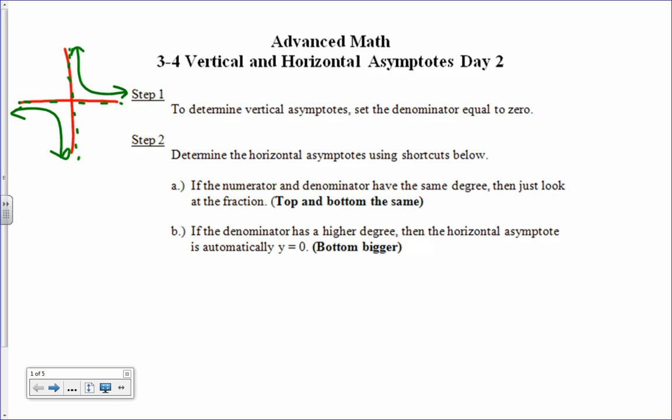So one of the steps that I like to do, and one thing you should probably write somewhere in your notes, is to always look for holes first. Always, no matter what. And holes was from yesterday. If you have factors that cross off, please always look for them first and get rid of them, and then do the rest.